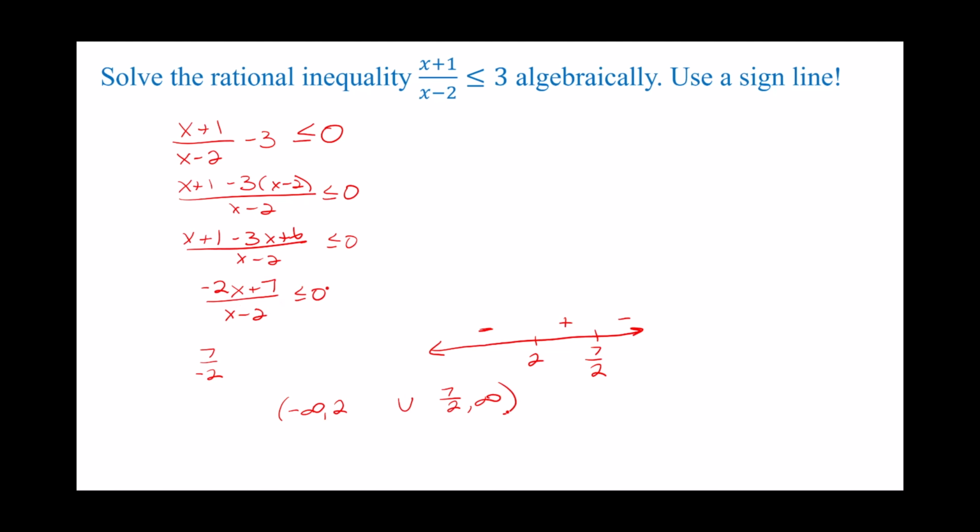But I need to decide on the 2 and the 7/2 whether to put parentheses or brackets. So x minus 2 is our denominator, so I cannot include 2. But the 7/2 is the zero of the numerator, and the numerator can be equal to 0, so I'm going to include 7/2.